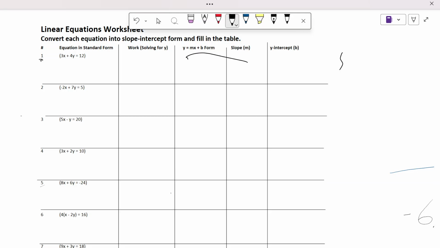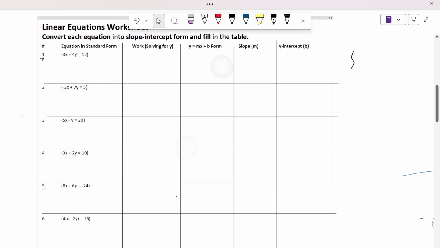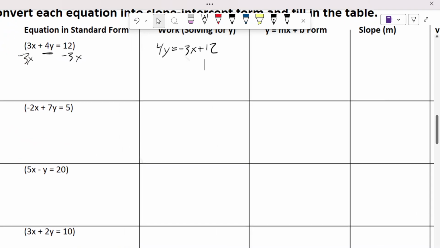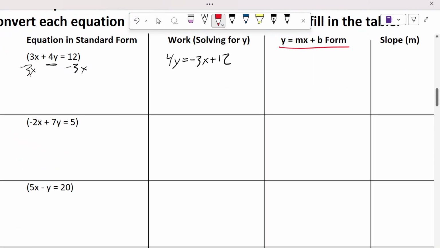So, we have our first equation, which is 3x plus 4y equals 12. And what we're going to do is isolate that y, which means we're going to have to subtract 3x from both sides. And that will leave us with 4y equals negative 3x plus 12. Now, the reason we do this is we want to go back to that standard form, linear standard form, which is y equals mx plus b.